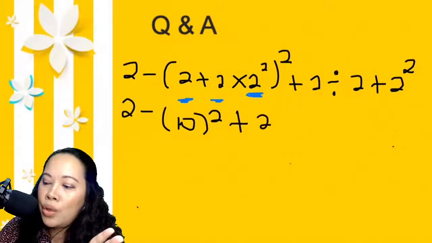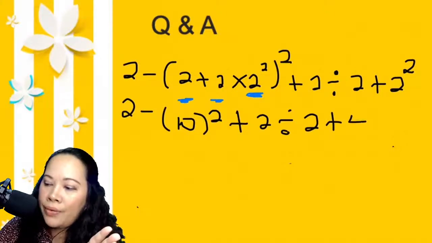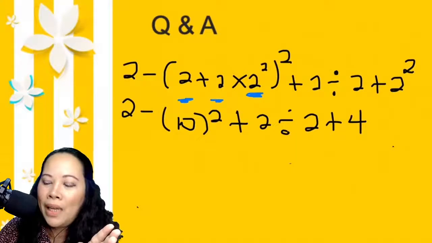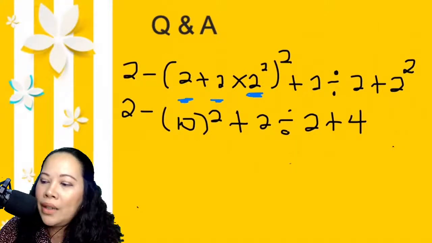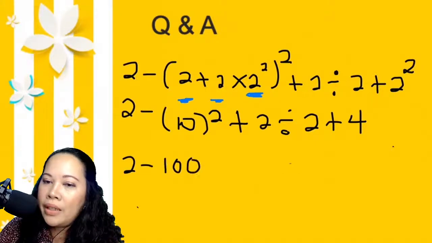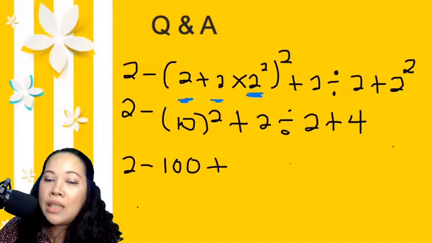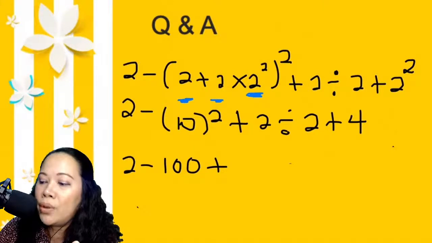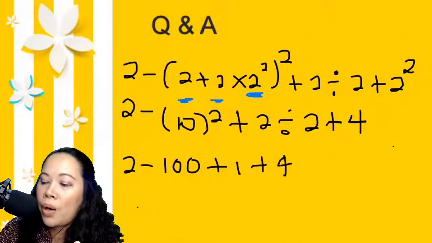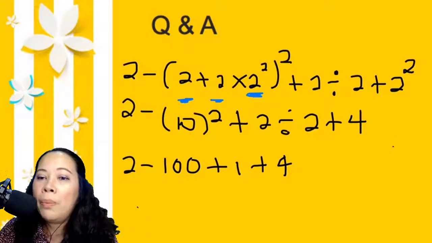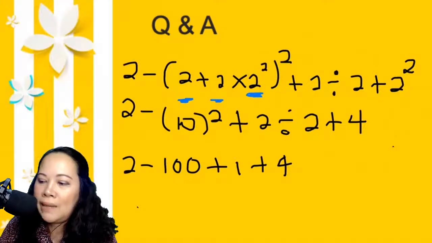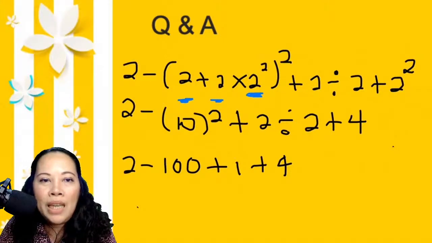Plus 2 divided by 2 plus 2 square is 4. Okay? Now there is still another square, which is the 10. So 2 minus 100. Plus, that's a division. So 2 divided by 2 is 1 plus 4. Then we do the operation from left to right. Can you continue with that?